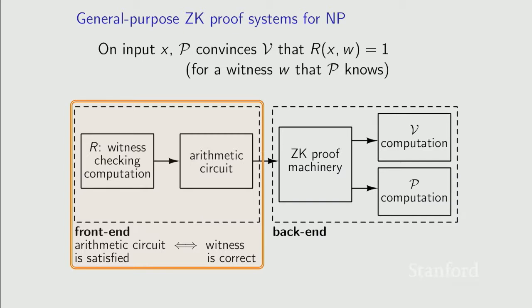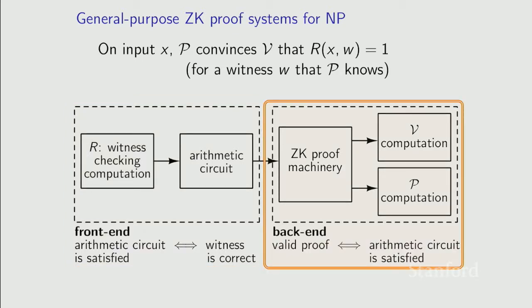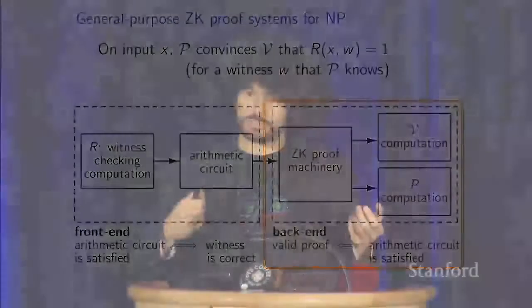Okay? Then the back end applies proving machinery, which is some combination of complexity theoretic and cryptographic objects, to produce a prover and a verifier computation such that a valid proof establishes that the circuit is satisfied, which, by the implication in the front end, establishes that the witness checking computation was run correctly. So up to this point, I've been talking about different kinds of zero-knowledge proof systems, and really what I've been referring to is that proof machinery in the back end. So we're going to focus in a little bit more on that. Let's take a look at how some of the existing systems work.